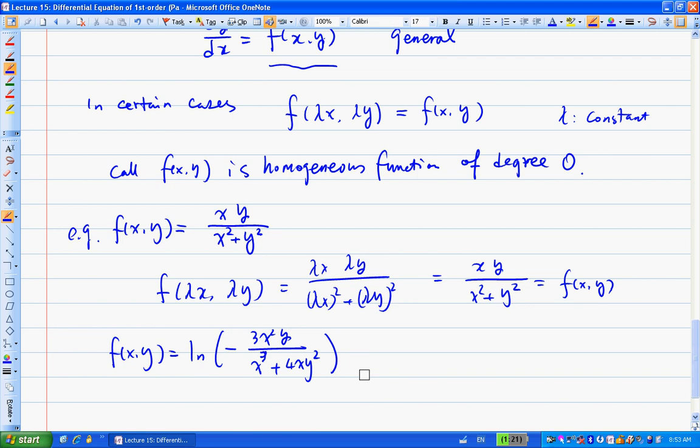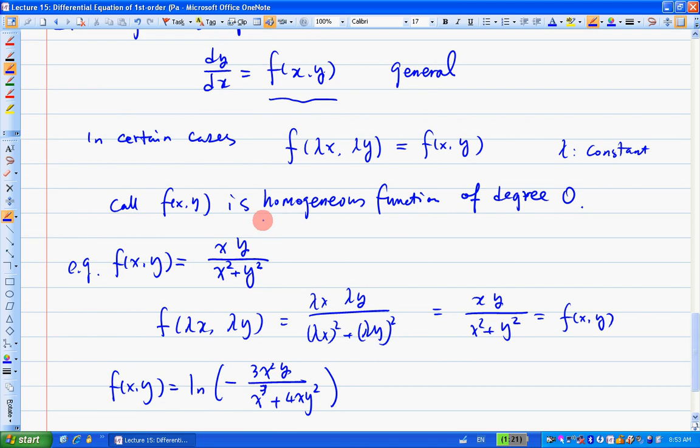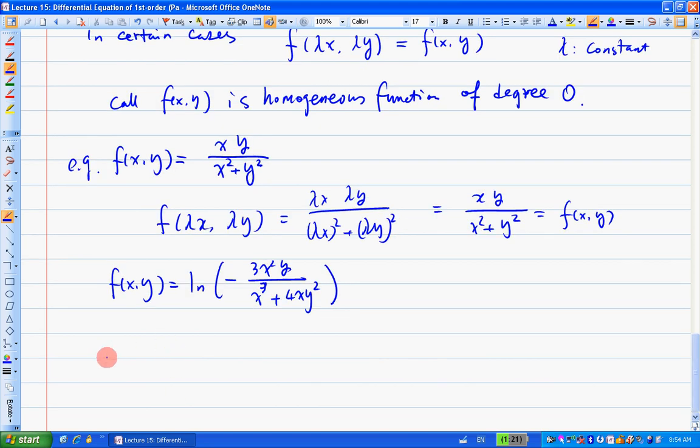Is that good? So in general, you might wonder, okay, so this is a homogeneous function of degree 0, then there must be a function, something like a homogeneous function of degree 1 or 2 or 3, right? Yeah, that's true. So, for example, in general, if I do this, and we got lambda to the power of n times this, we got this.